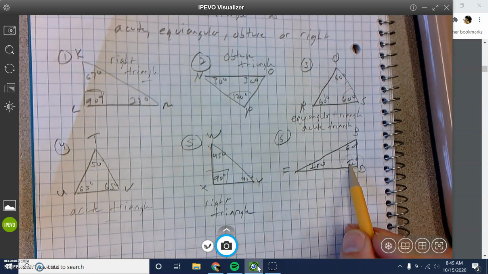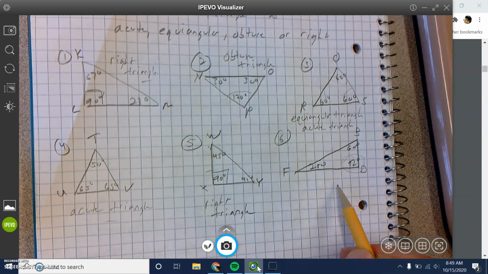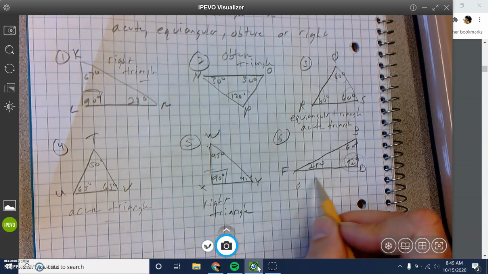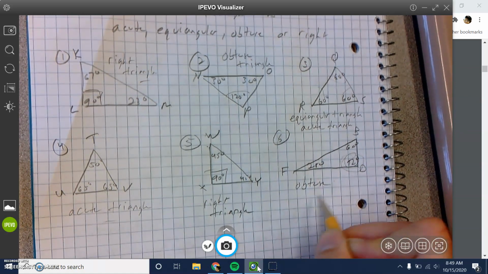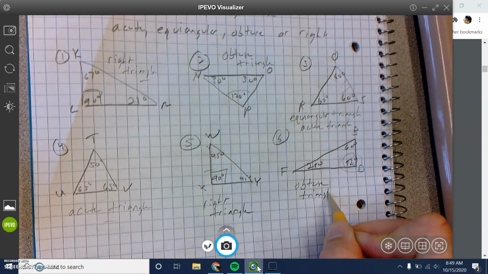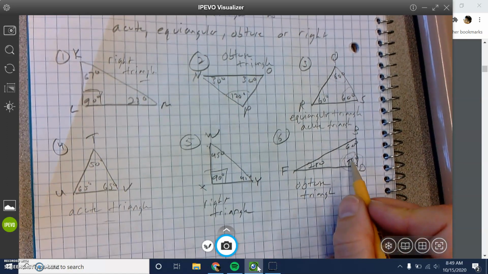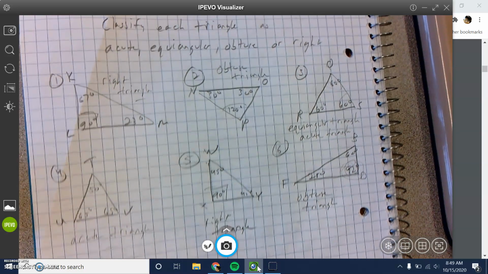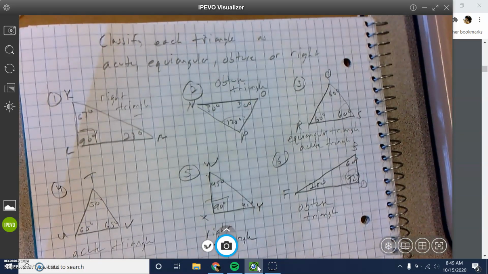92 is greater than 90 and less than 180. So this is an obtuse angle. Even though it's 92, it's only a little bit of an obtuse angle. It's still an obtuse angle. So therefore, this is an obtuse triangle right there. Why? Because that angle is between 90 and 180. Sorry, I should say 90. Be more clear. Cool. So that's how you label and classify triangles via angles.